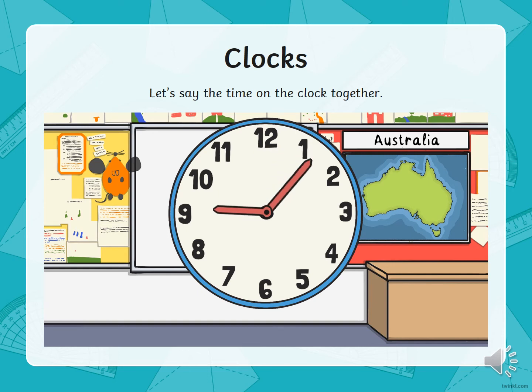9 o'clock. What comes after 9? 10 o'clock. 11 o'clock, because the big minute hand is on the 12 and the small hour hand is on the 11. What will be our last time? 12 o'clock, because the big hand and the small hand, the minute hand and the hour hand, are both on 12 o'clock.